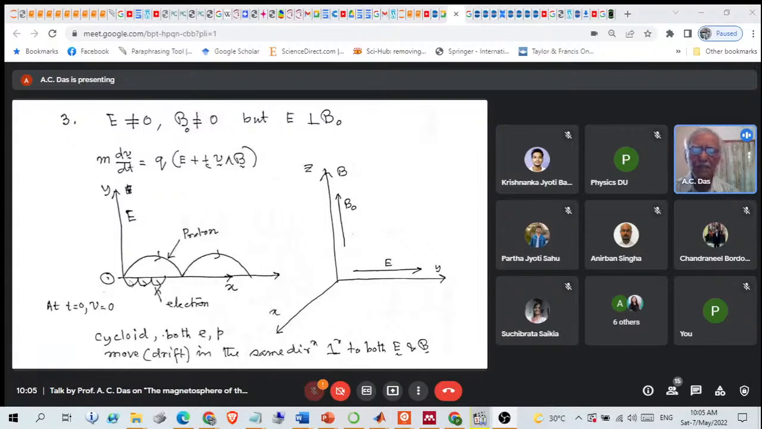When it makes one complete circle, it will make that half cycle made by the proton. So that is actually the cycloid motion in geometry.